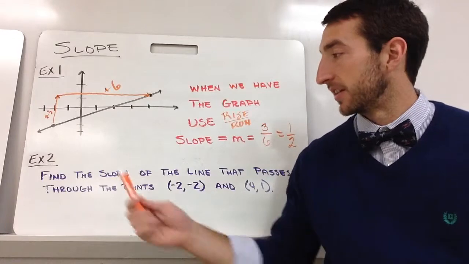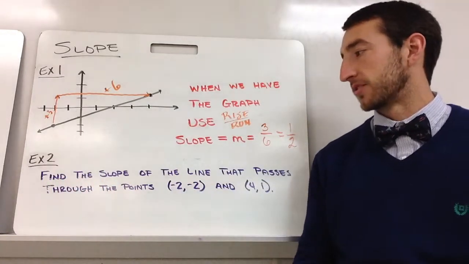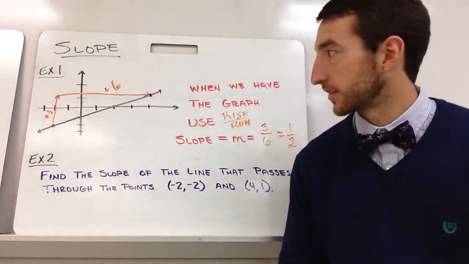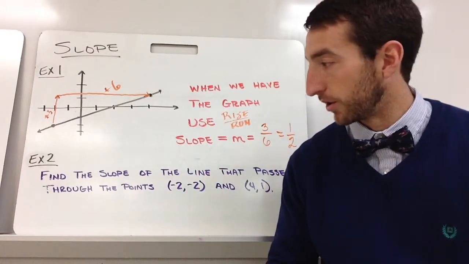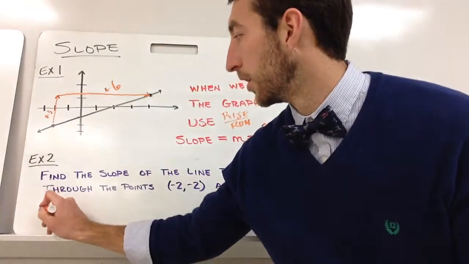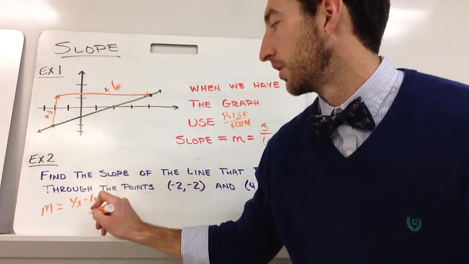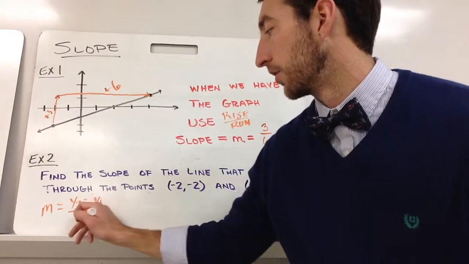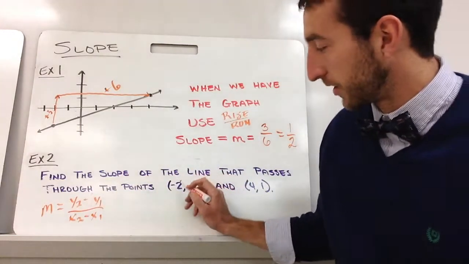I can do the same thing, but in this case, for example 2, I want to find the slope of a line that passes through points -2, -2, and 4, 1. So I've got 2 points. I want to find what the slope is whenever I go through those. And then I'm going to use my formula that we had earlier, which is m equals y2 minus y1 over x2 minus x1. Sorry, I mislabeled that.